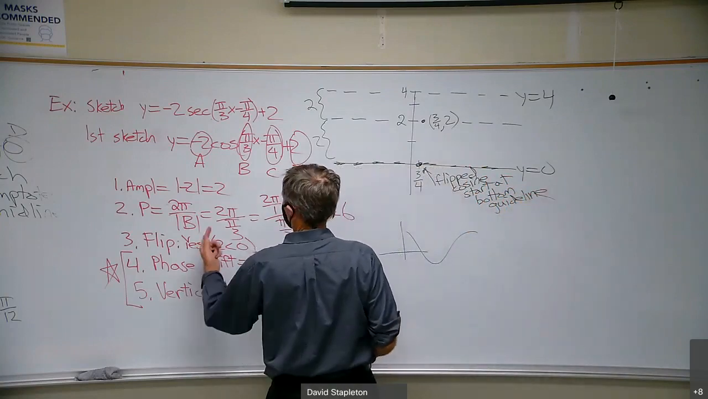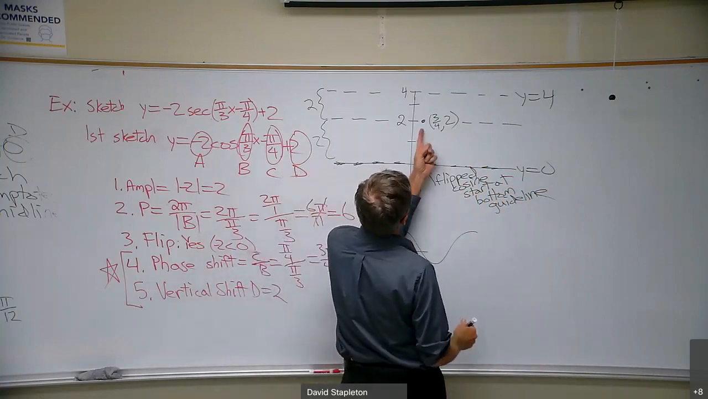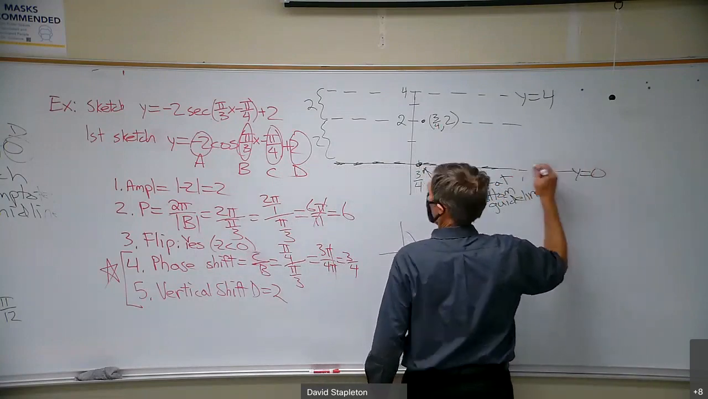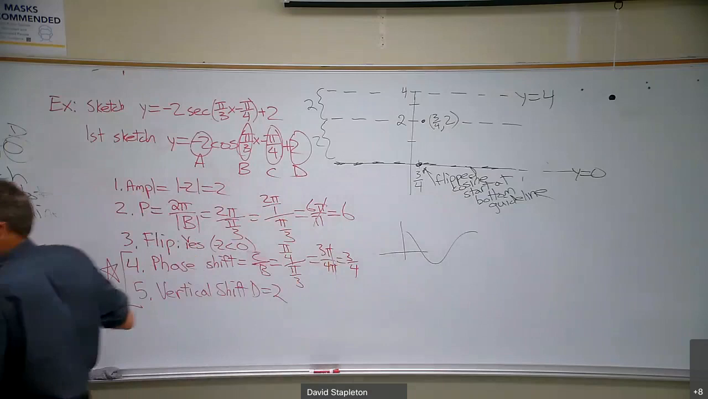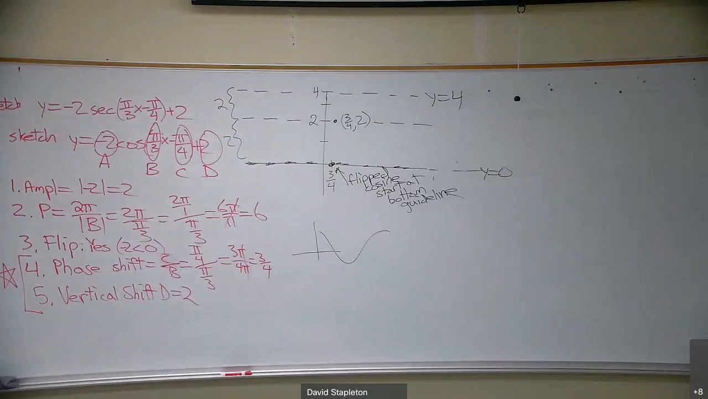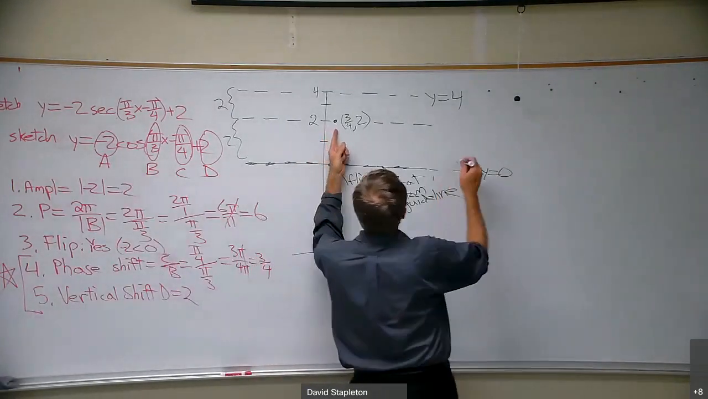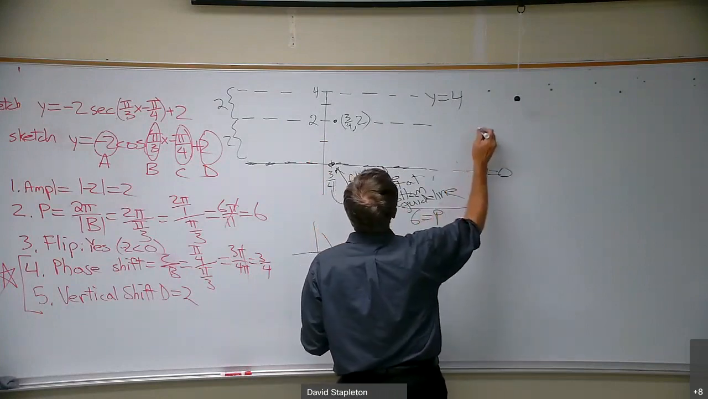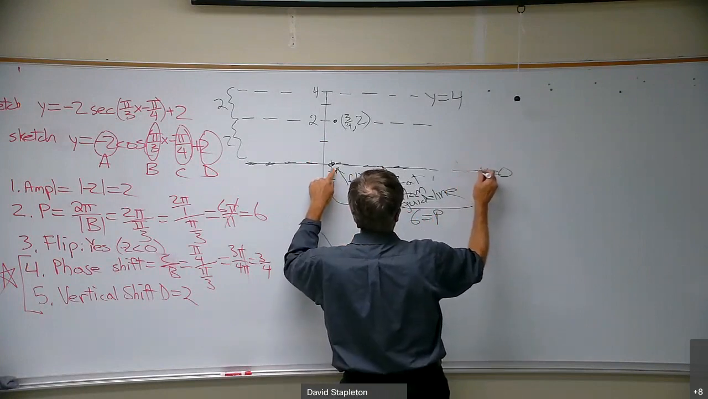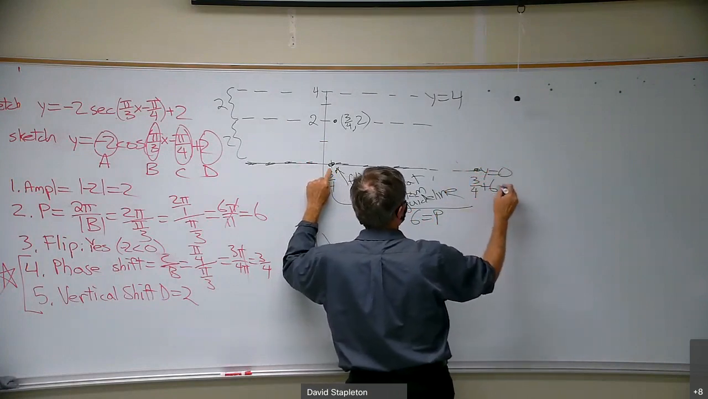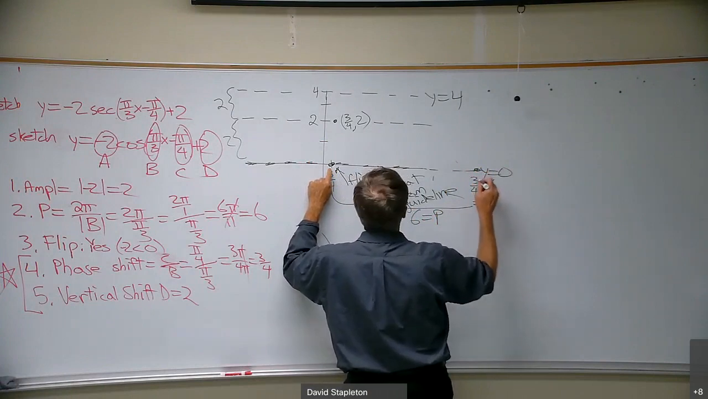Then I have to go over 1 period. That's 6. So if this is 3/4, I need to go a whole lot more than that, right? I've got 3/4 plus 6, right? I'll go over 6 units from here, 1 period. And now this point that was on the graph will be here at 3/4 plus 6, the shift point plus 1 period. Let's see, 24/4 plus 3/4 is 27/4. So that'll be right here.